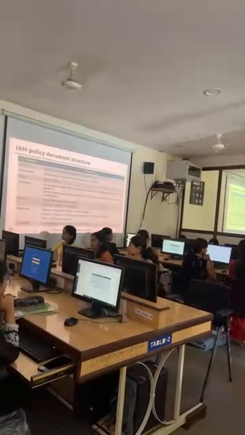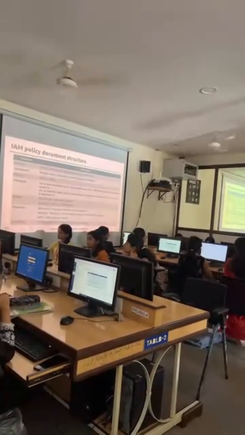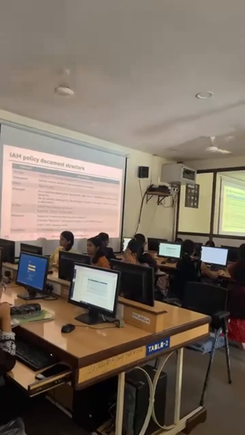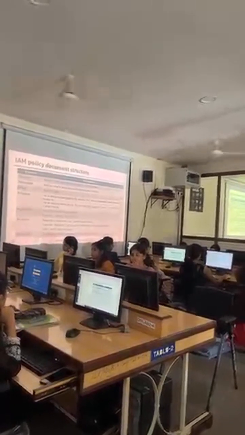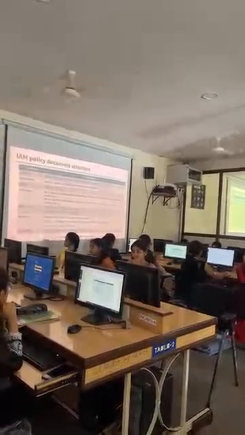Next comes effect, which is allow or deny. You can either give permission or you can deny the permission. Next comes principal. For a resource-based policy, it is the account, user, role or federated user to allow or deny access to. For an identity-based policy, the principal is the user or role that the policy is attached to.